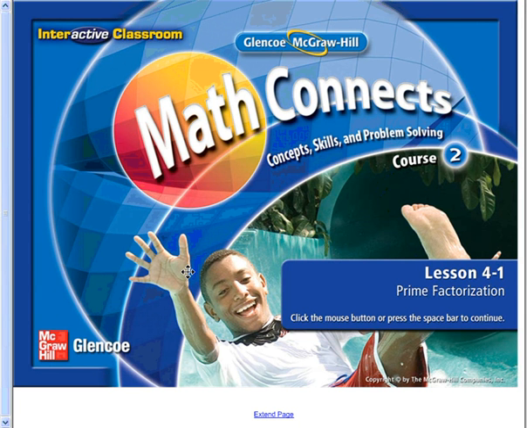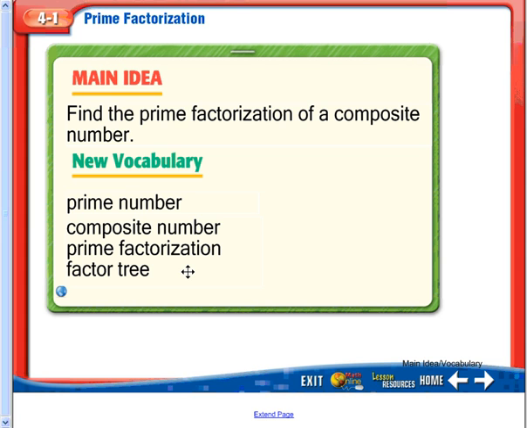In Chapter 4, we'll be working a lot with fractions. So our lesson 4-1, prime factorization, is a key lesson for us to understand. Our main idea, find the prime factorization of a composite number. That's what we're going to be working towards in this lesson.